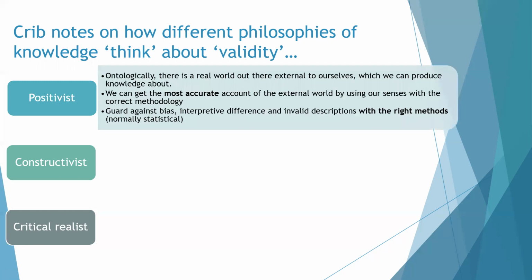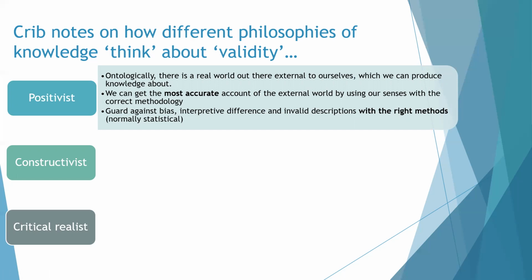So positivists would say ontologically, there is a real world out there, external to humans, and we can produce knowledge about it. We can get the most accurate account of that world by using our senses with the correct methods or methodology, which normally involves things like triangulating, being able to guard against bias, building in redundancy, or things like control variables, etc. And we mostly guard against bias, interpretive difference, or invalid descriptions, overgeneralizing or misreading a situation with what they call the right methods, which are normally, in the case of positivism, statistical.